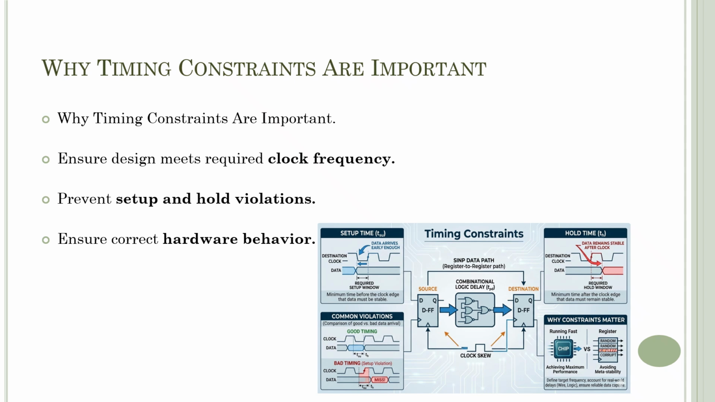Finally, timing constraints help ensure correct hardware behavior. Even if a design works perfectly in simulation, it may fail in real hardware if timing requirements are not satisfied. By applying the correct constraints, the design tool can perform static timing analysis and verify that the circuit will operate reliably when implemented on FPGA or ASIC hardware. So, in summary, timing constraints are essential because they help the design meet the required speed, prevent timing violations, and ensure that the circuit behaves correctly when implemented in real hardware.